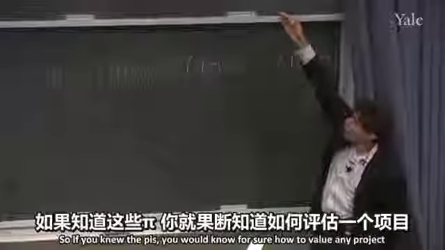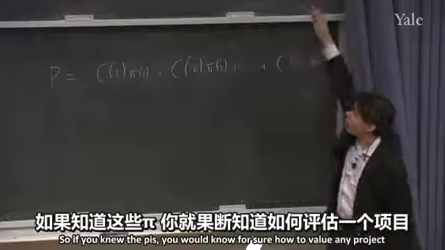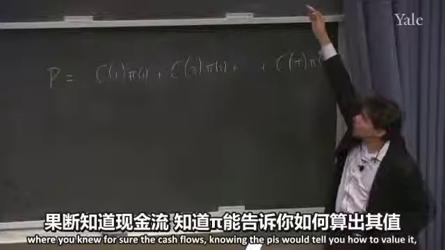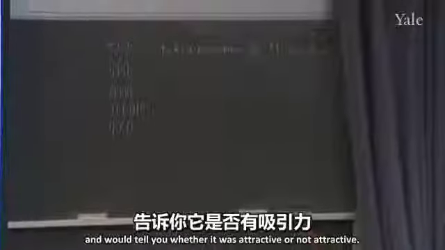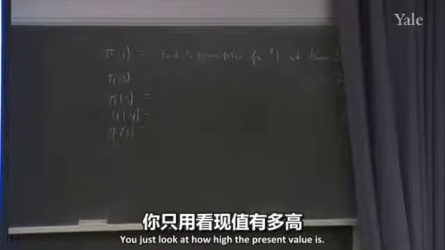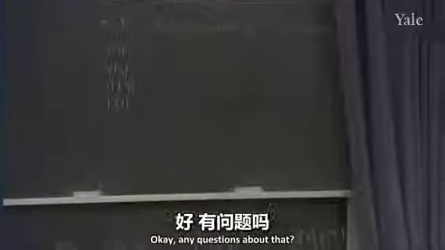So if you knew the pies, you would know for sure how to value any project where you knew for sure the cash flows. Knowing the pies would tell you how to value it and would tell you whether it was attractive or not attractive. You just look at how high the present value is. Okay, any questions about that?